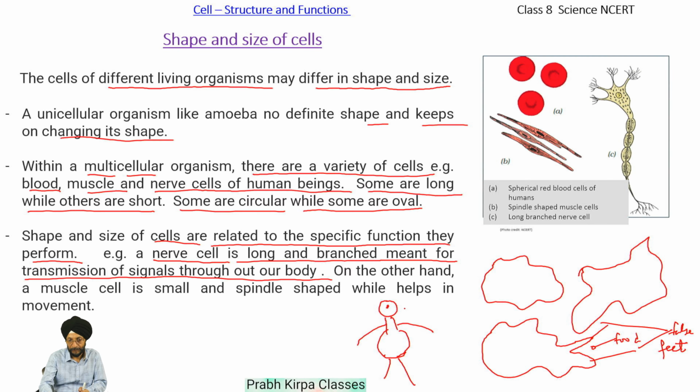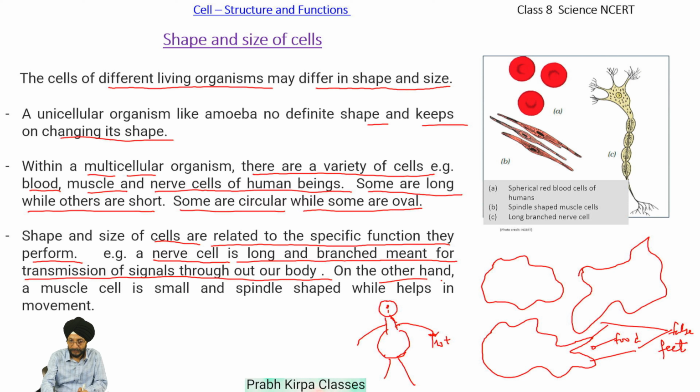Here is the brain. If we touch anything which is hot, put our hand here, we immediately feel that the particular substance is hot, and we withdraw our hands from that hot substance. Why? Because the nerve cells transmit the signal from our hand to the brain immediately. That is why the nerve cells are long and branched for transmission of signals throughout our body.